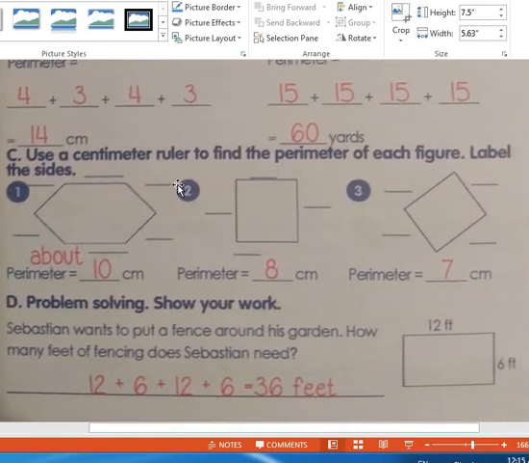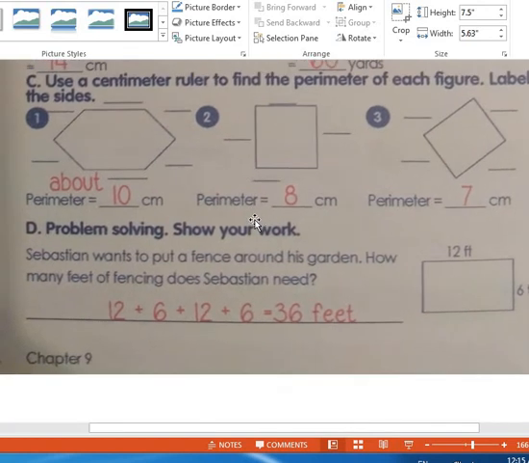Use a centimeter ruler to find the perimeter of each figure. Here you use your ruler to find what? To find the perimeter. Use your ruler to measure from this point to this point. You start with 0 till this point. If you just measure it, it will give you 2 centimeters. 2, 2, 4, and 2, 6, then 2, 8, then the perimeter will be 8.